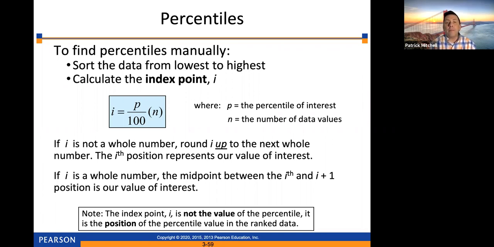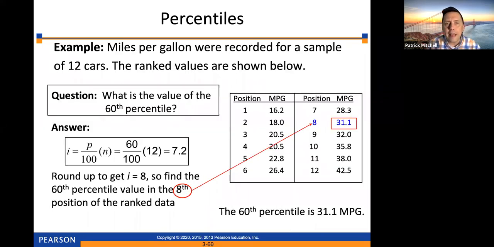But if it is a whole number, then you take the midpoint between that position and the next position. So for example, if i came out to 20, then the 20th percentile would be the mean of the 20th and the 21st numbers on the list, okay? If I said 20th percentile just then, I didn't mean to. If i came out to 20, that's totally different than saying 20th percentile. Sorry about that.